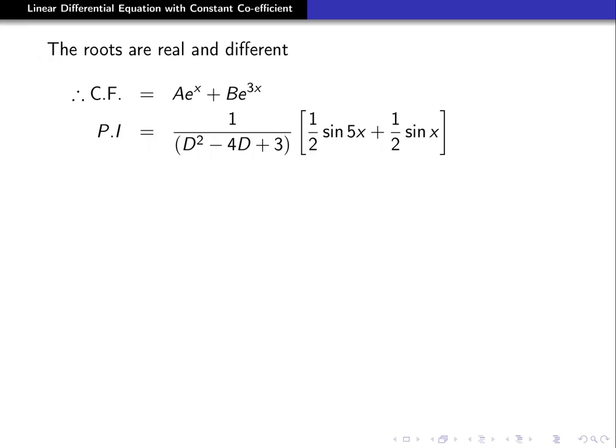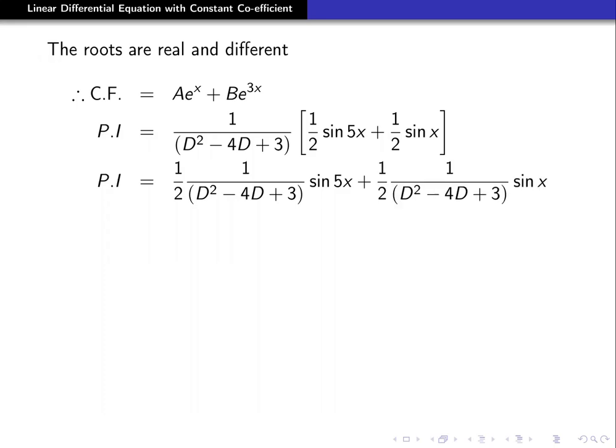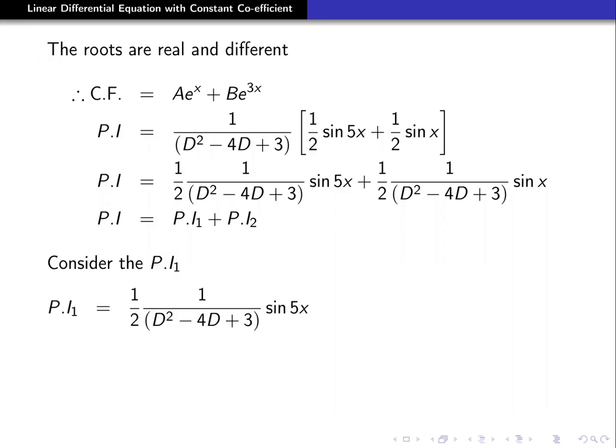Now to find the particular integral, it is 1 by f of D into r of x. So f of D is nothing but D square minus 4D plus 3. r of x is 1 by 2 into sin 5x plus 1 by 2 into sin x. So the particular integral is equal to 1 by 2 into 1 divided by (D square minus 4D plus 3) into sin 5x, plus 1 by 2 into 1 divided by (D square minus 4D plus 3) into sin x. Let us consider the first term as particular integral 1 and the second term as particular integral 2. So now we go to find the particular integral 1.